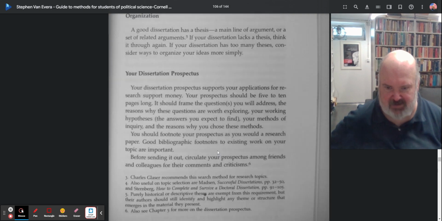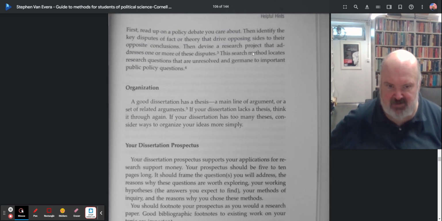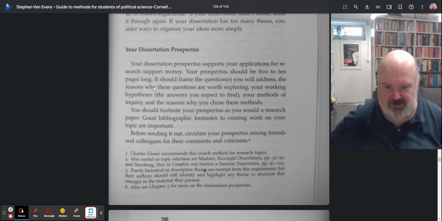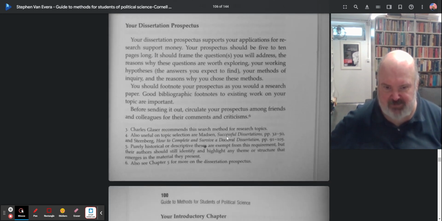This is what Chow and Glosses recommend, this search method for research topics. That's a classic idea, right? The search method locates research questions that are unresolved and germane to important public policy questions. Also useful on topics are Madsen's Successful Dissertations and Sternberg's How to Complete and Survive a Doctoral Dissertation.